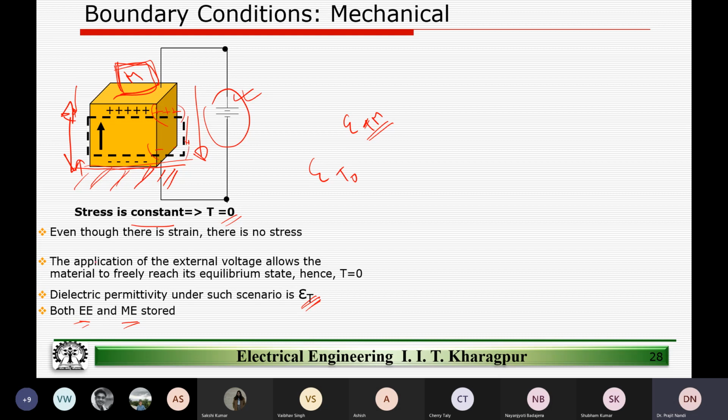These guys will not be there, but the material has deformed. On top of it, now we have the electrical energy. When we talk of electrical energy stored, we call it epsilon, half CV square, and C is nothing but epsilon A by d, V square.